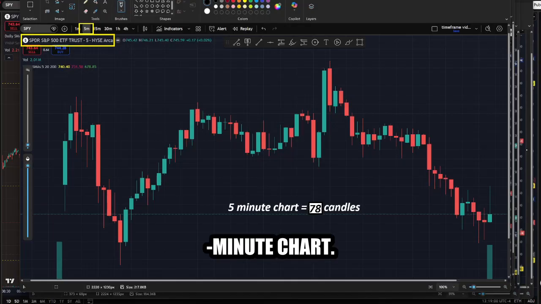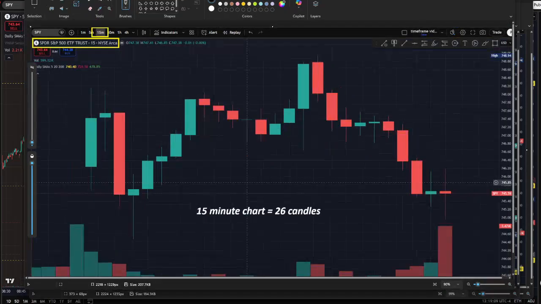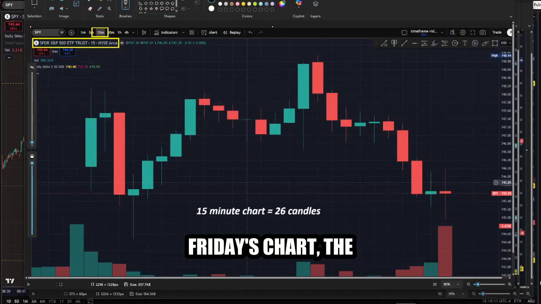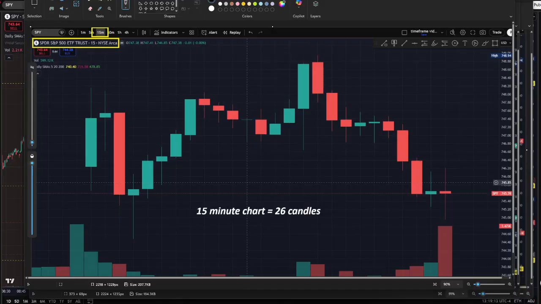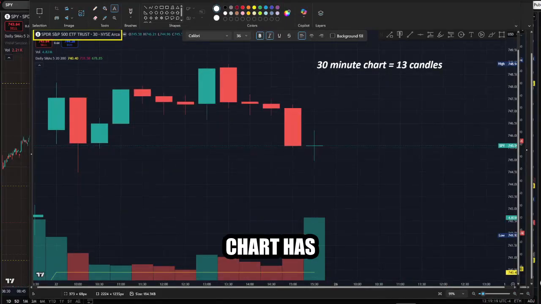Next, we're going to see the 5 minute chart. On a 5 minute chart, this is Friday's session. The 5 minute chart has 78 candles. Friday's chart, the 15 minute chart has 26 candles. The 30 minute chart has 13 candles.